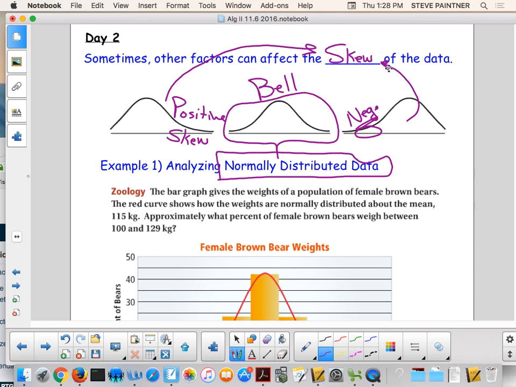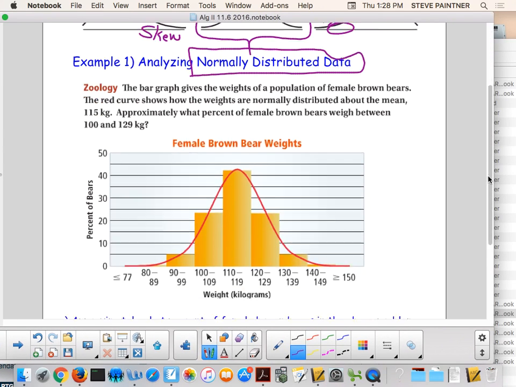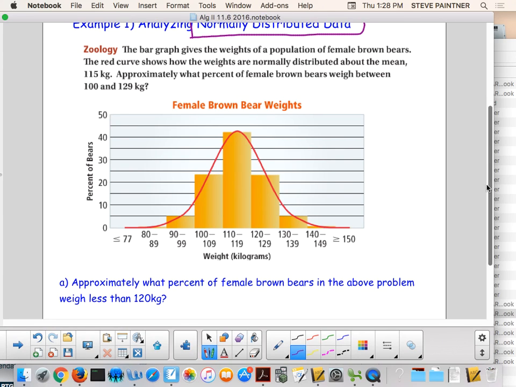Okay, here you go. First example talks about brown bears. All right, the bar graph below gives the weights of a population of female brown bears. The red curve shows how the weights are normally distributed. Okay, so there's the red curve showing the bell, about the mean. And by the way, the mean is what? The average. Yes, it is the average. You're right, John. And it's what? 115. So period 5 they didn't catch that. When it said mean over there, it meant 115.